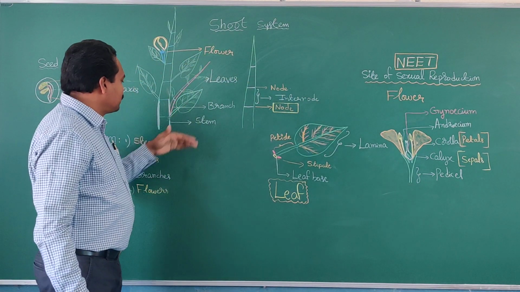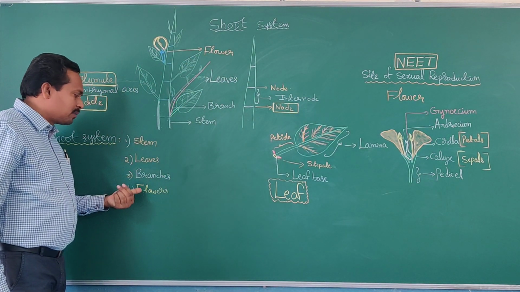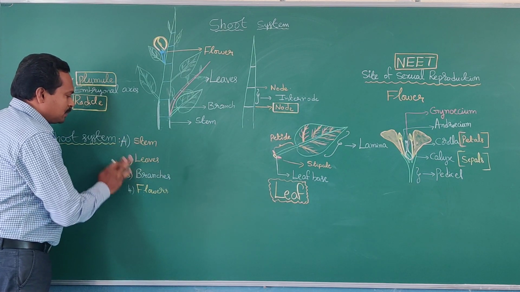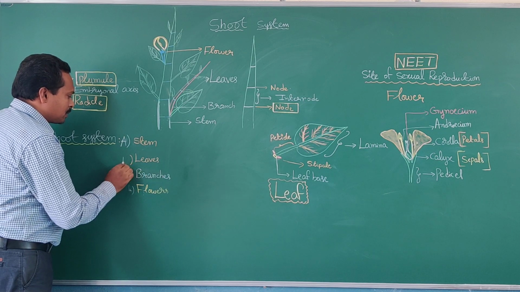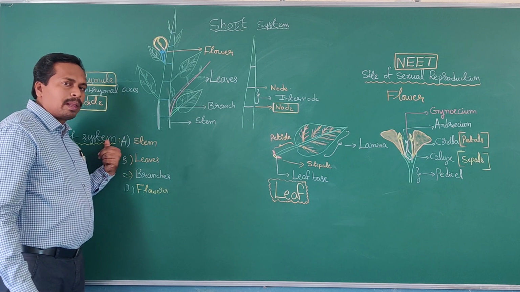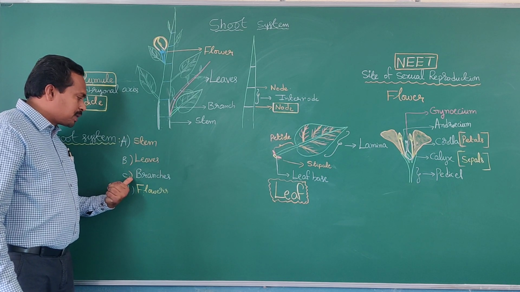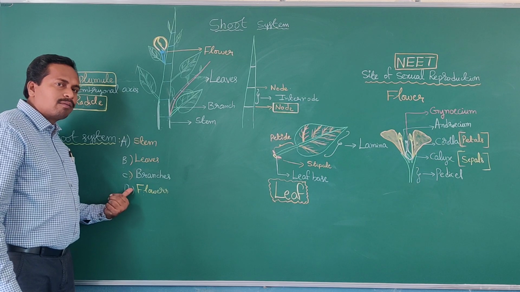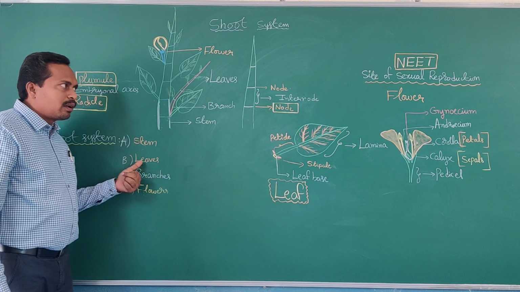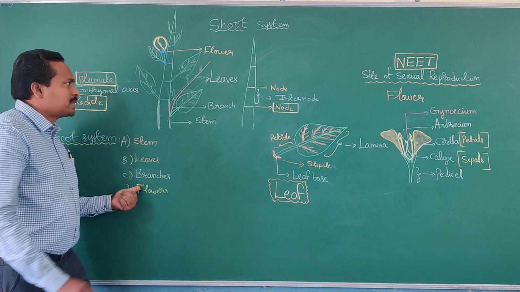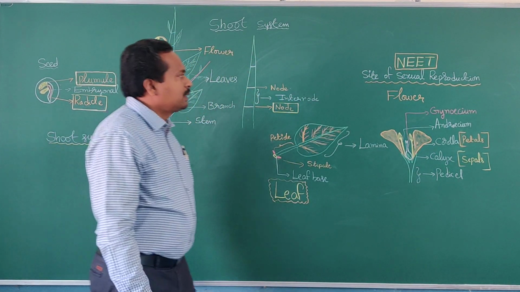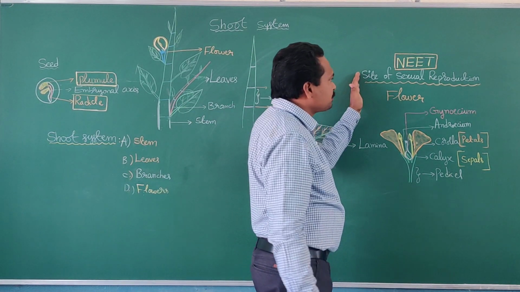What are the parts of the shoot system? The four parts: stem, leaves, branches and flowers. Among these, which is the site of sexual reproduction? Option A, stem. Option B, leaves. Option C, branches. Option D, flowers. What is the question? Which of the following is the site of sexual reproduction? What is the answer? The flower is a site of sexual reproduction. So please highlight this one. This is important for the NEET examination.